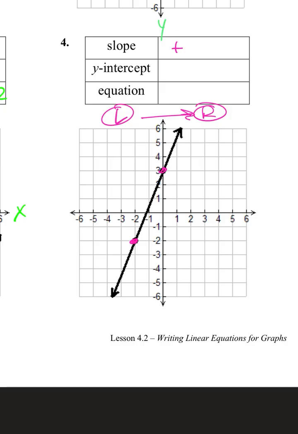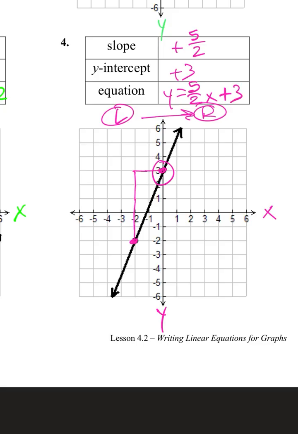So what's my rise? 1, 2, 3, 4, 5. That's my rise. And my run is 1, 2. So +5/2. My y-intercept, so at what point does my line cross my y-axis? That is right here, and that's +3. So my equation is y equals 5/2 x plus 3.